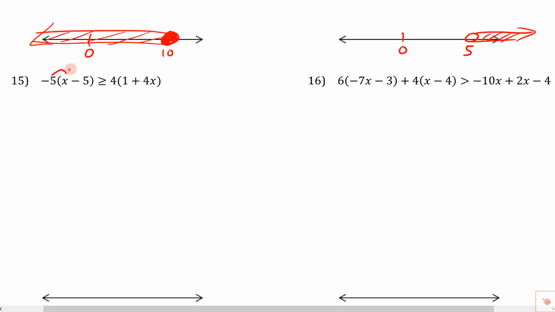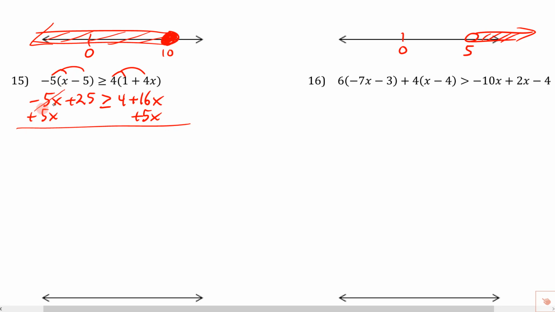So on this one, again, we're going to distribute. So negative 5x plus 25. Distributing doesn't change the direction of the inequality, so we'll just keep working through this one right here. I'm going to move the smaller one. That's going to be this guy right here. So I'm going to add 5x here and add 5x here. If we're adding 5x over here, the x's are going to end up on this side, so let's go ahead and move the 4 by subtracting 4. So that's going to leave us with a 21 over on this side.